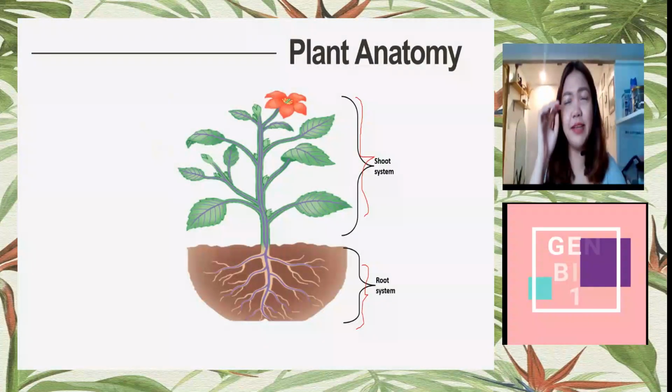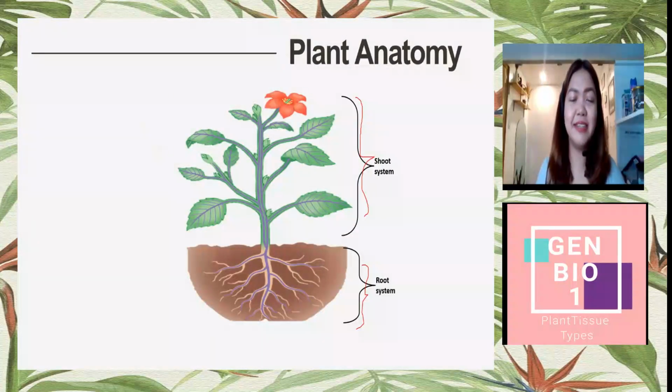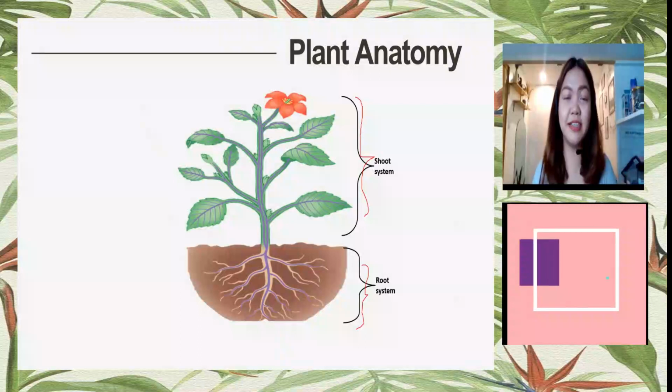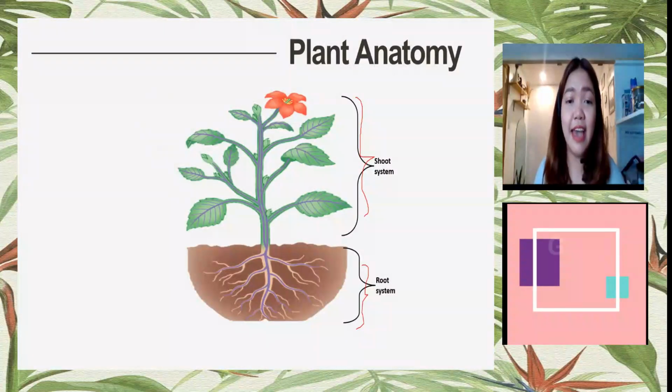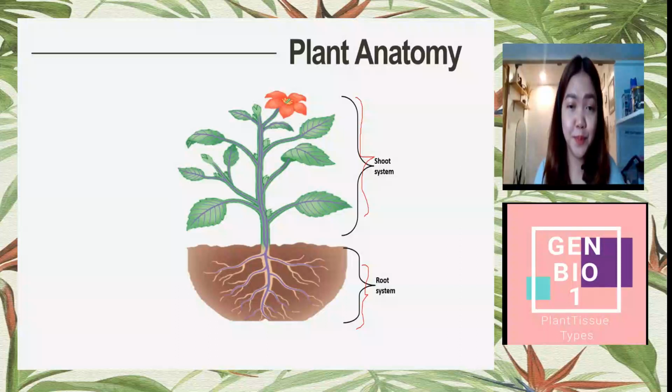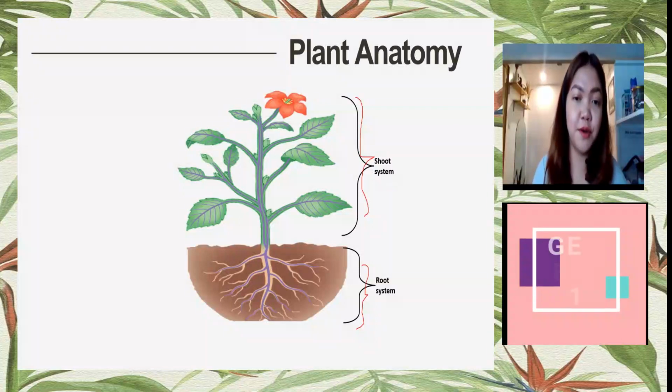So before we start to enumerate the structures, it's really amazing how the plants seem to be different from one another, with different forms, but internally they are just the same. They are comprised of the same kind of cell, and they have these two divisions of system. So first, we're going to enumerate the structures for your shoot system.